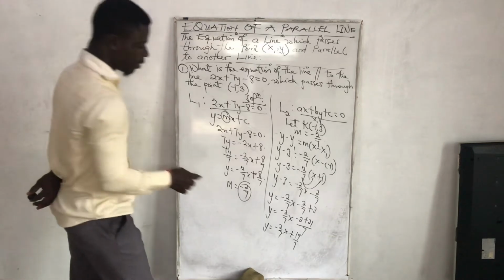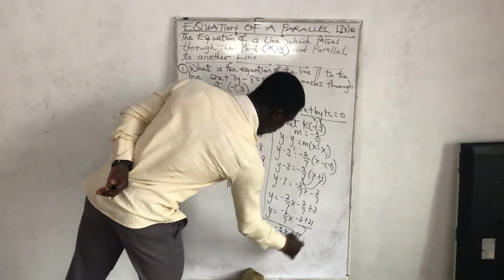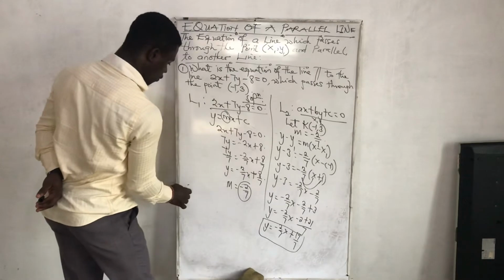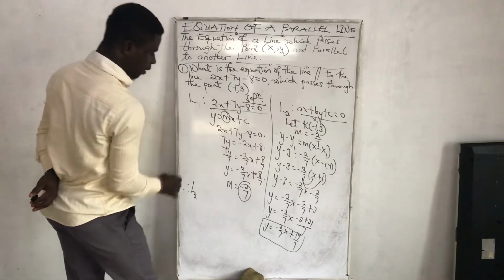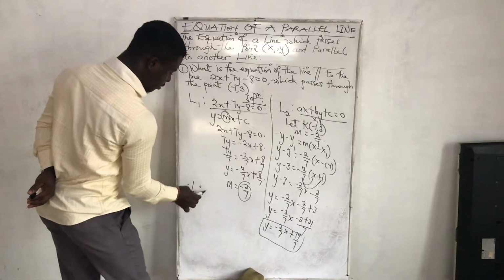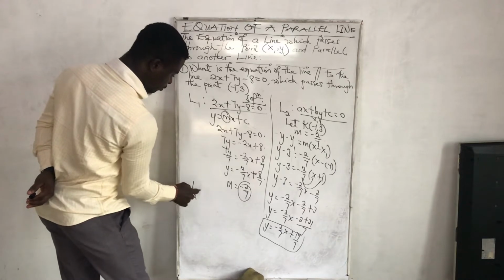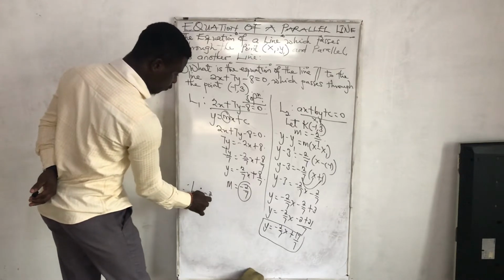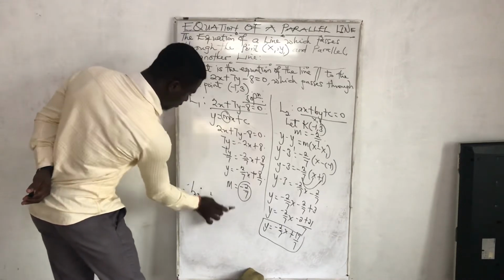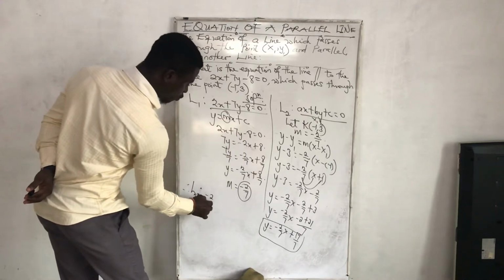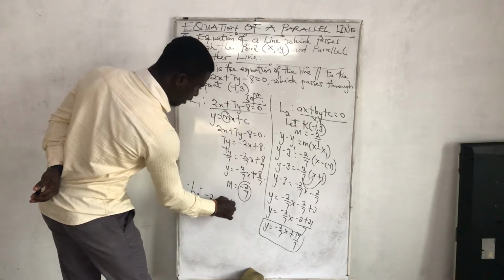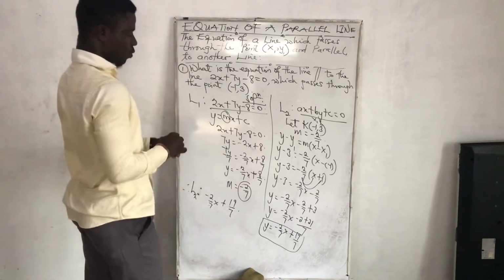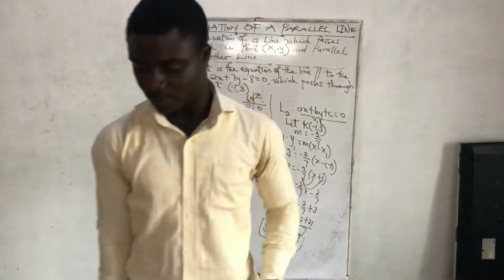So the equation of L2, which is parallel to this line, is y equals negative 2 on 7 x plus 19 on 7. So kindly watch it carefully. Very, very simple.